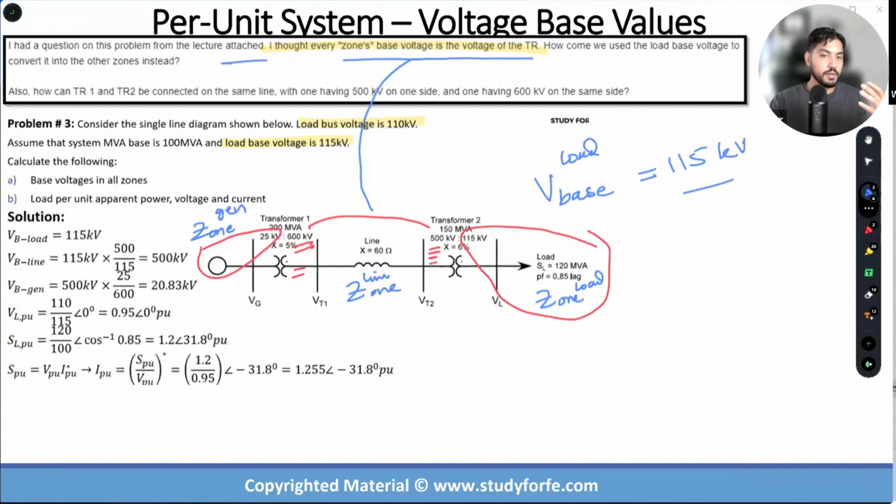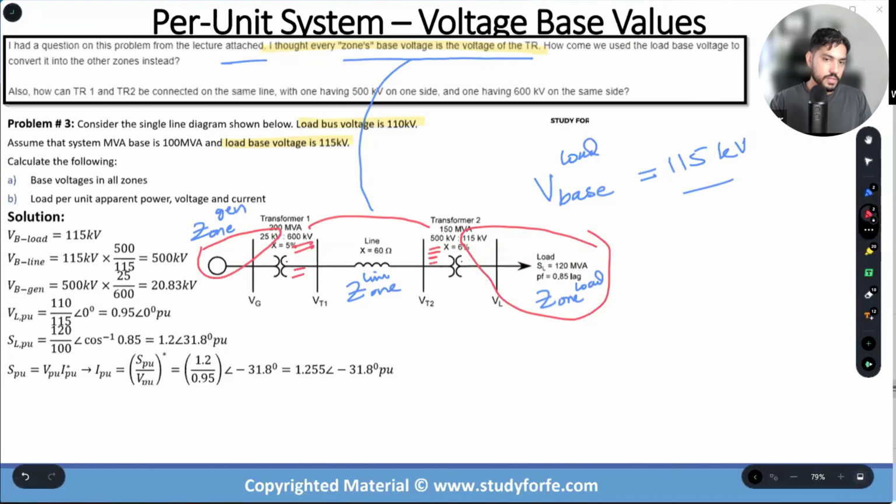Now, you can argue that, Wasim, you explained in the on-demand and the live training that you can actually improvise and select different values for the V base and the S base if you want to, correct? You guys remember me mentioning that? But what is the caveat? The caveat is, if the actual problem does not specifically give you certain values to work with, then you have total freedom.